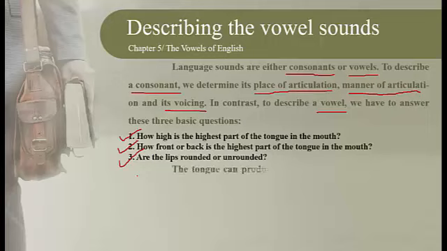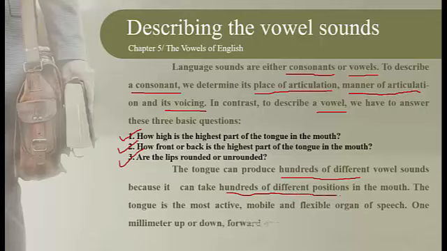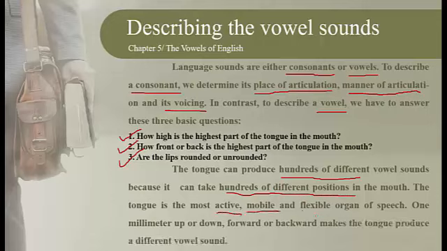The tongue can produce hundreds of different vowel sounds because it can take hundreds of different positions in the mouth. The tongue is the most active, mobile and flexible organ of speech. 1 millimeter, up or down, forward or backward, makes the tongue produce a different vowel sound.